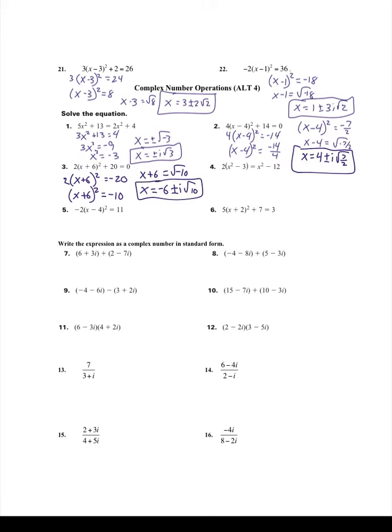Here we're going to distribute, so 2x minus 6 equals x squared minus 12. Subtract x squared from both sides and then add 6, and we're going to get x squared equals -6. Take the square root, which will give us plus or minus i times the square root of 6.